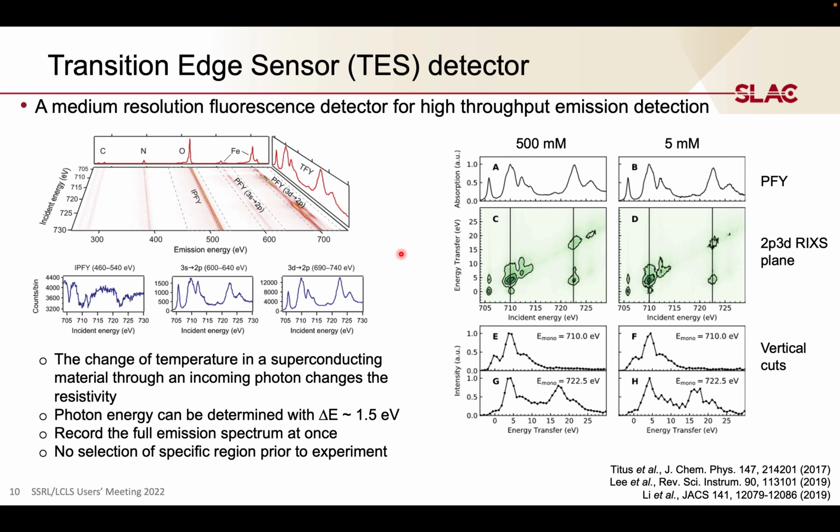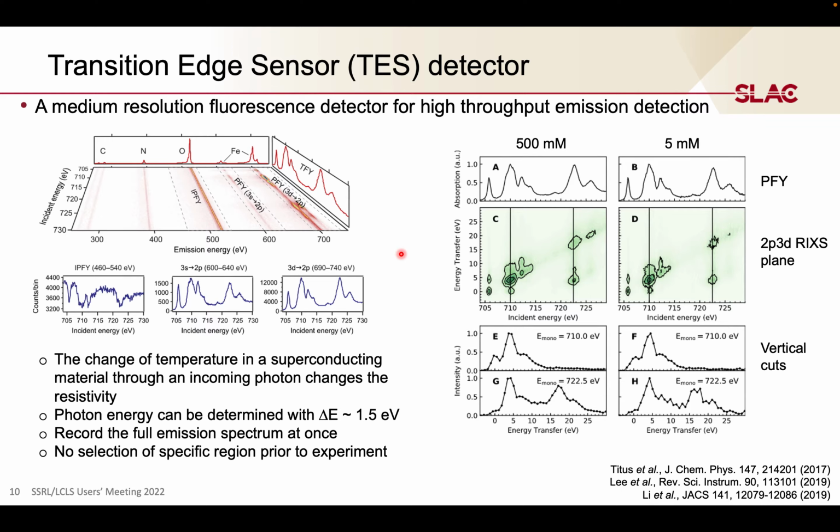You can also measure, of course, a fluorescence yield, and now let me come to the transition edge sensor, the TES detector, which is a medium resolution fluorescence detector for highest throughput emission detection. What it does is use a superconducting material that is cooled down around the critical temperature. When a photon, like an emitted photon, hits that sensor, it dumps its photon energy into the sensor, meaning it heats it up. It changes the resistivity because it's a superconducting material close to the critical temperature.